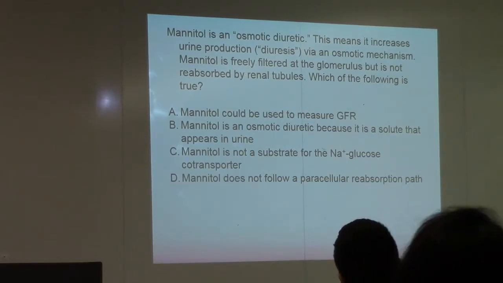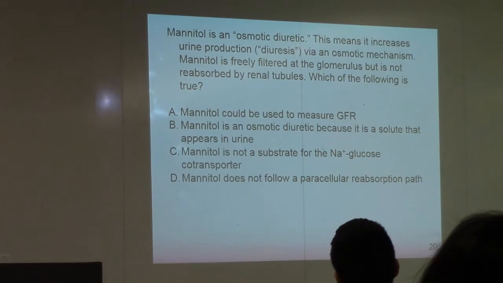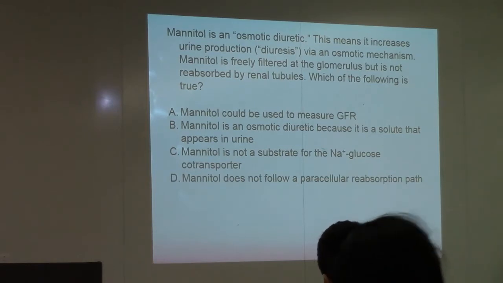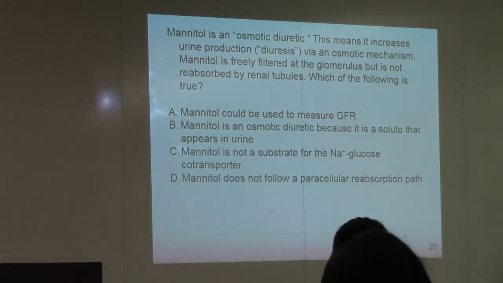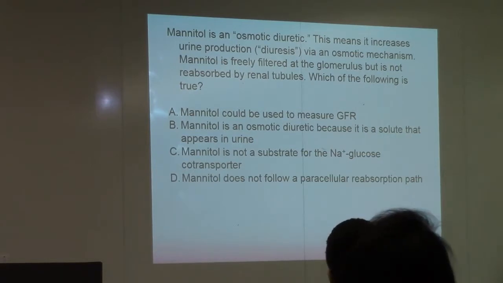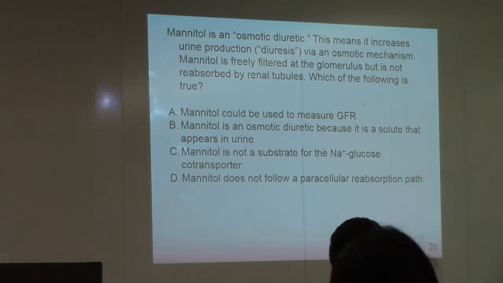What is a diuretic? You're gonna be working with some drugs that are called diuretics. What does a diuretic drug do? It helps you produce and excrete more urine. So mannitol is called an osmotic diuretic. It increases urine production. That's what a diuretic means, via an osmotic mechanism. Mannitol is freely filtered at the glomerulus, but is not reabsorbed.